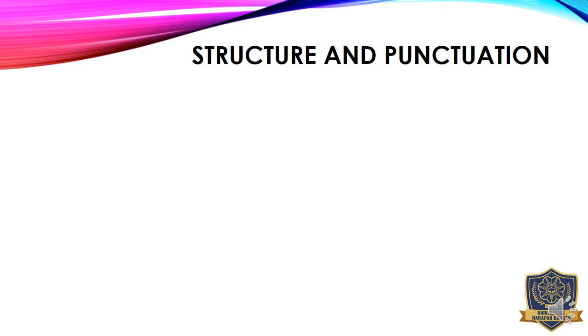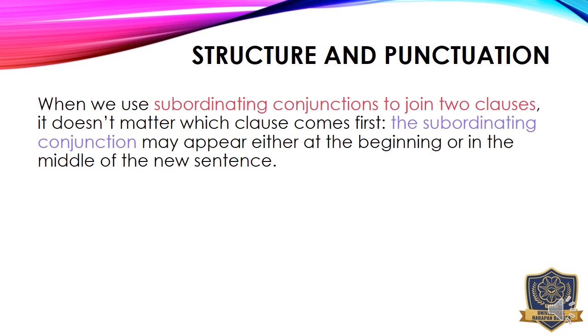Now, let's go on to discuss the structure and the punctuation. When we use subordinating conjunctions to join two clauses, it doesn't matter which clause comes first. The subordinating conjunction may appear either at the beginning or in the middle of the new sentence. Remember, the position of the subordinating conjunction can be at the beginning of a sentence, or it can be put in the middle of the new sentence.